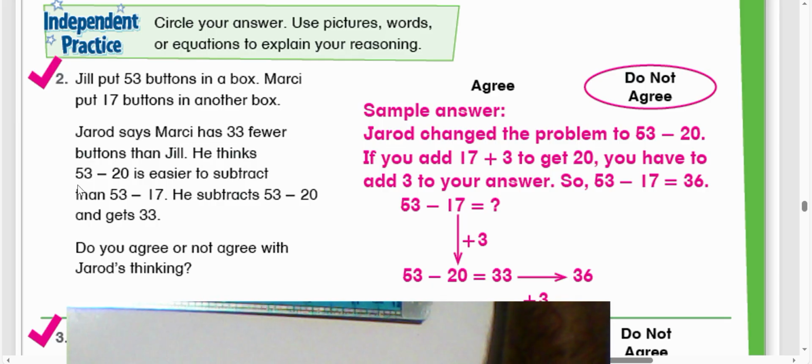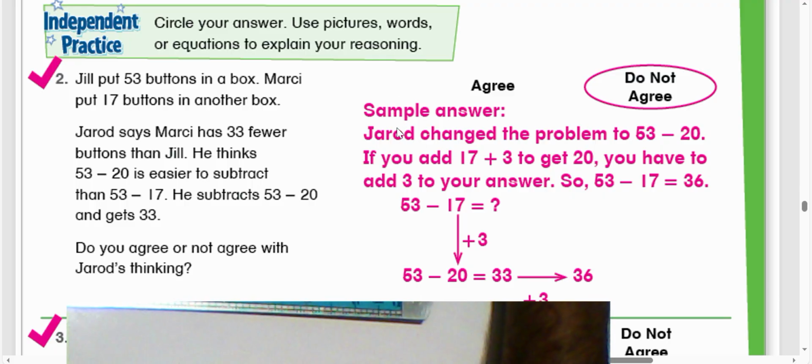He thinks 53 minus 20 is the same as 53 minus 17. We subtract 53 minus 20 and get 33. Do you agree or not agree with Jordan's thinking? Not agree, because if you want to find 53 minus 17, Jordan changed the problem from 17 to 20. It's not the same. You must find the actual number. He used approximating to find the answer. No, don't find the approximate. He wants the exact answer.